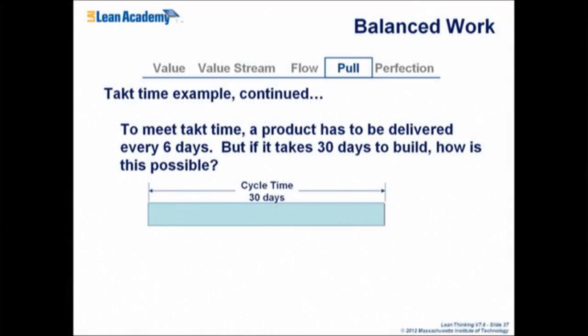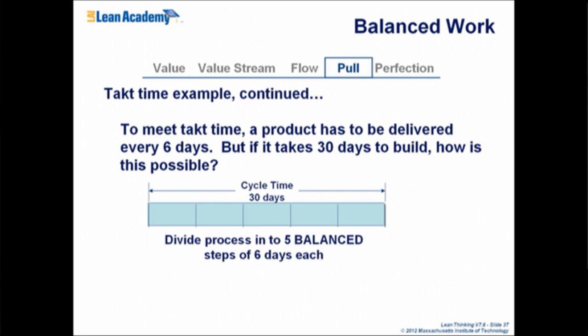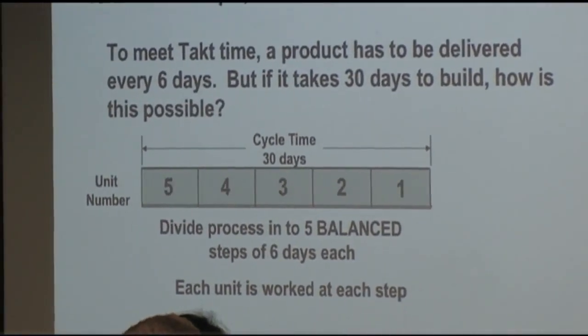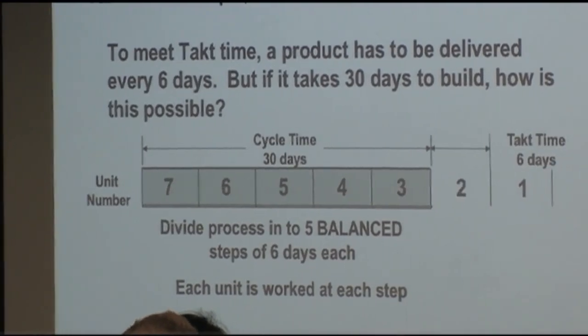Okay, so we have this example of a product that needs to be delivered every 6 days. If it takes 30 days to build, how can we do it? Well, one thing we could do is split the job up into 5 pieces, and then they should take 6 days each. So that would work. As Unit 1 goes into production, it takes a couple days to get things started. Well, that animation's taken off by itself. I don't have to push the button anymore.